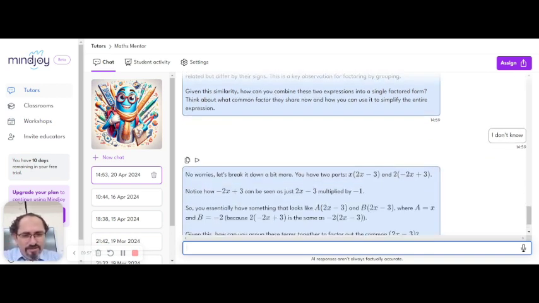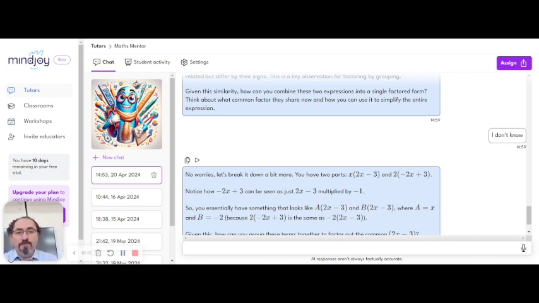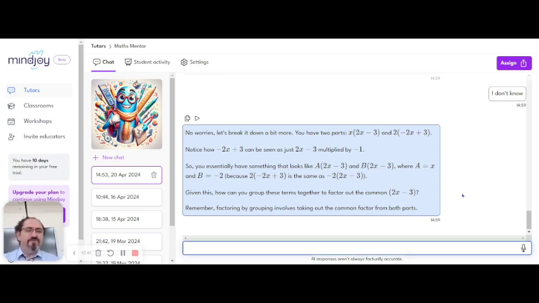You have two parts, yes. Notice how, oh, see, this is key. That will give the understanding. Notice how minus 2x plus 3 can be seen as just 2x minus 3 multiplied by minus 1. Well, I wouldn't introduce a and b here, but still, this is acceptable and it can be fixed with fine-tuning the prompt. Just for the sake of keeping the video short, I'm going to write the correct answer.